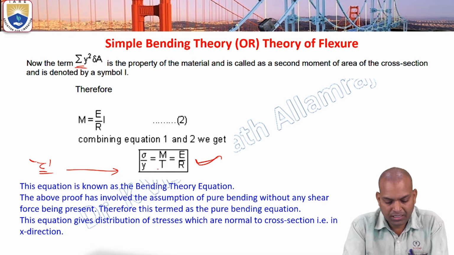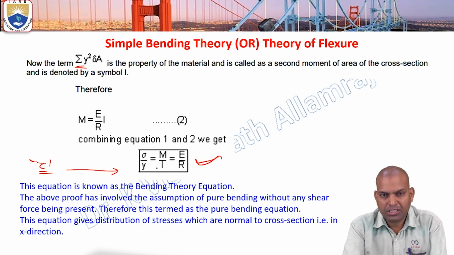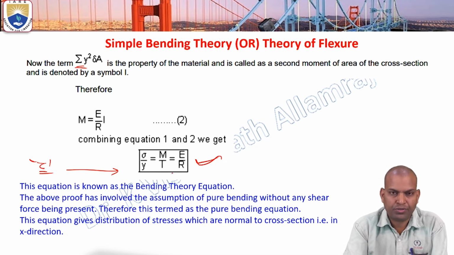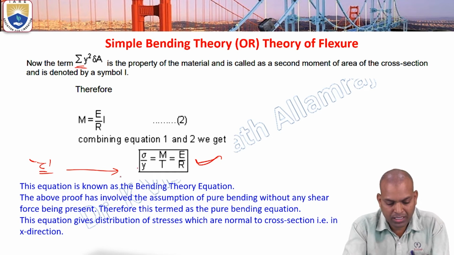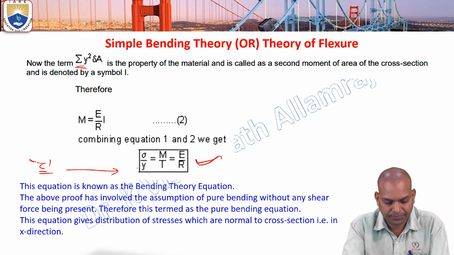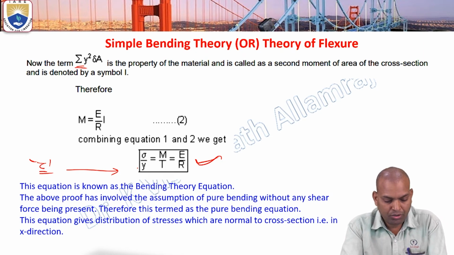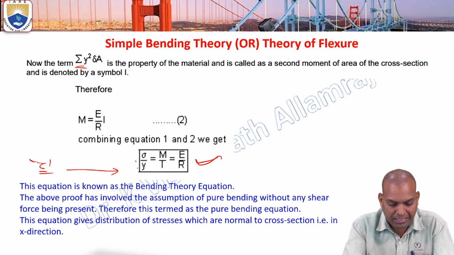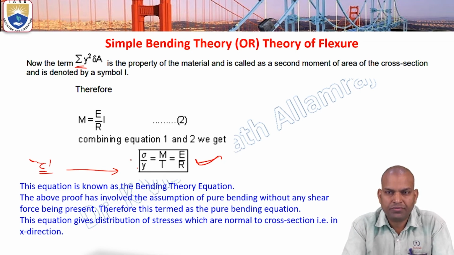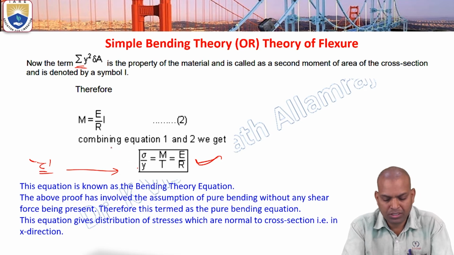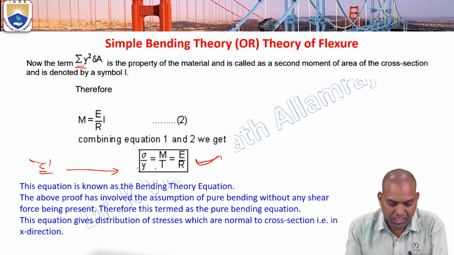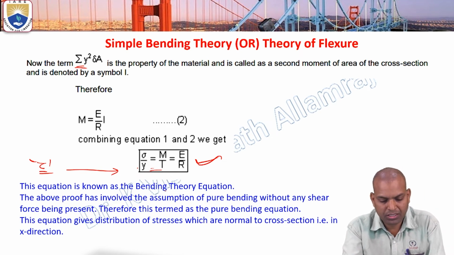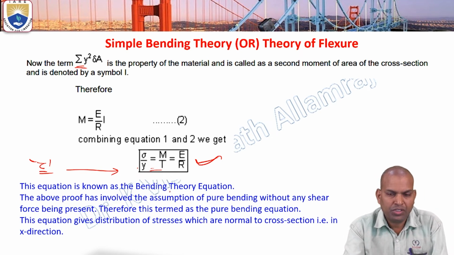From this equation, what is the assumption we assumed here? Pure bending. We considered only pure bending. There is no shear force present. That's why it is known as the pure bending equation, not only the simple bending equation or bending theory equation. One more thing, this equation gives the distribution of stresses which are normal to the cross section.